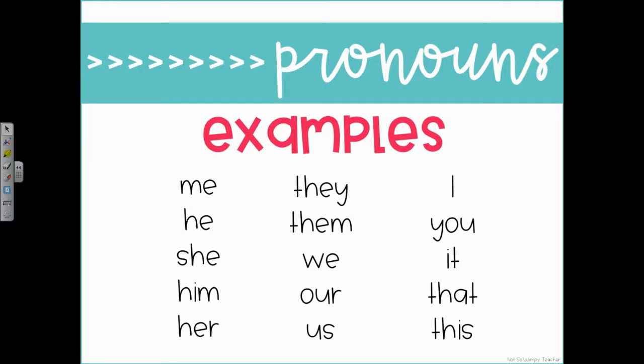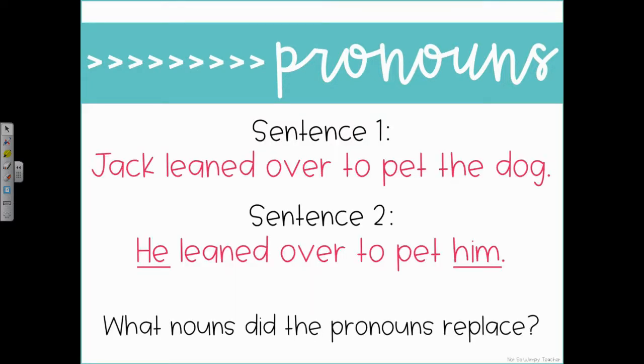Here are some common examples of pronouns that you see when you read or use when you write. They are me, he, she, him, her, they, them, we, our, us, I, you, it, that, this. Notice that most of these pronouns are very short words, and again, they will be used to replace nouns, people, places, and things in your writing. Let's look at some examples.